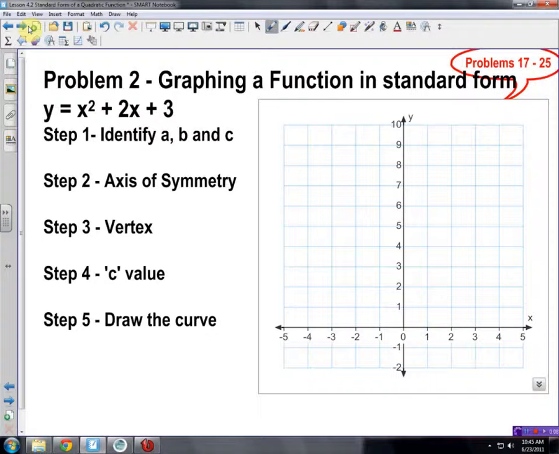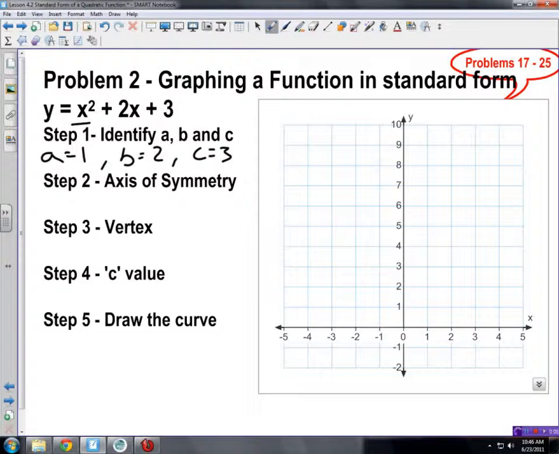And this is like problems 17 through 25 in your homework. So there are some steps here. First one is to identify a, b, and c. Well, my a value is always found with my x squared, and it's 1, so we have 1x squared. My b value is 2, and our c value is 3.